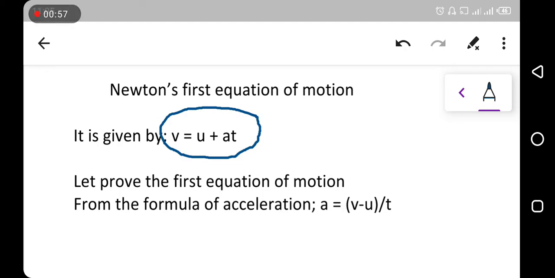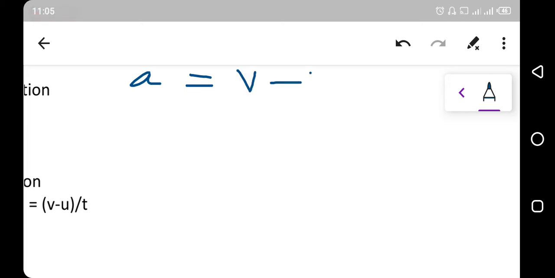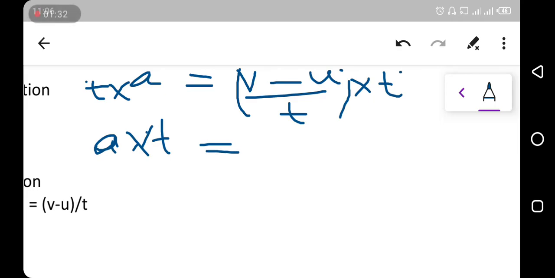Previously we already discussed the formula for acceleration. From acceleration, A equals V minus U over T. Multiply by T on both sides. On the left side we have A times T, and on the right side T and T cancel, leaving V minus U.